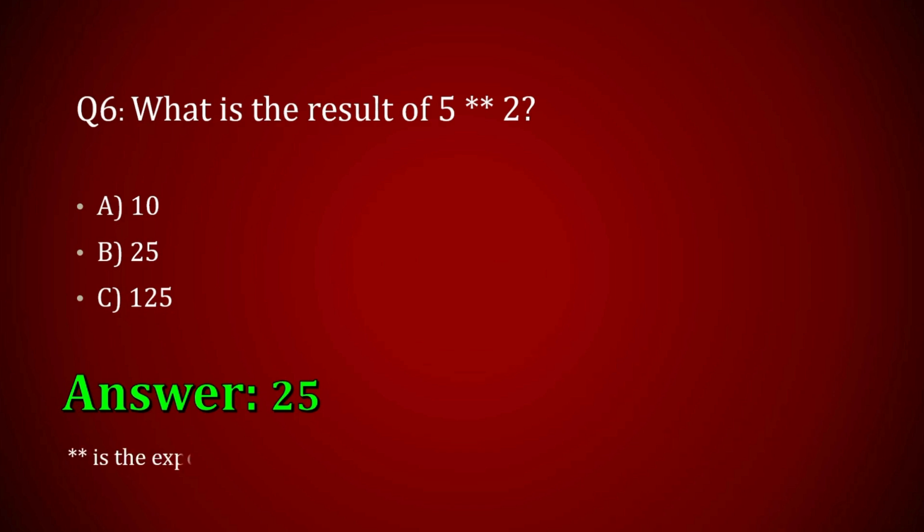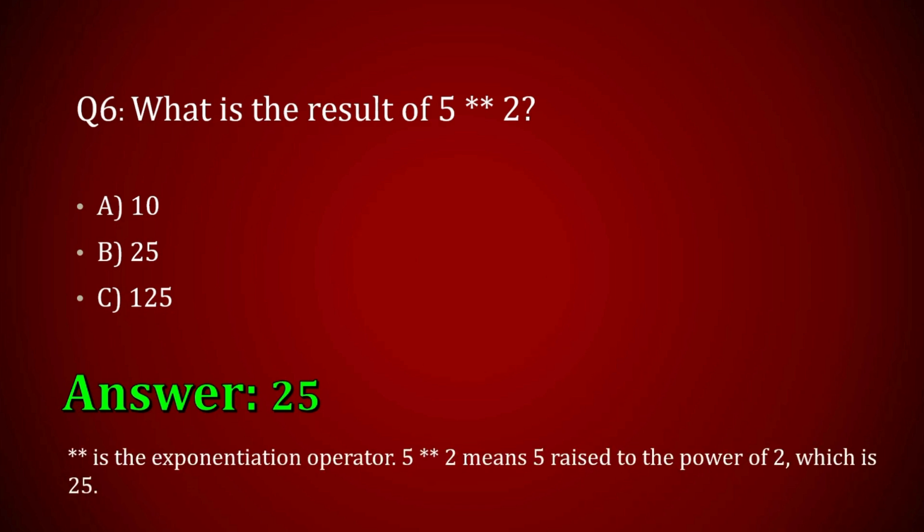The answer is 25. This particular asterisk symbol is called the exponential operator basically. So here, 5 asterisk asterisk 2 means 5 is raised to the power of 2. We already know what 5 power 2 is, which is 5 square, and the output will be 25. Now let's say we have the same symbol with 3 over there, so it will be 5 cube. The output will be 125, right?